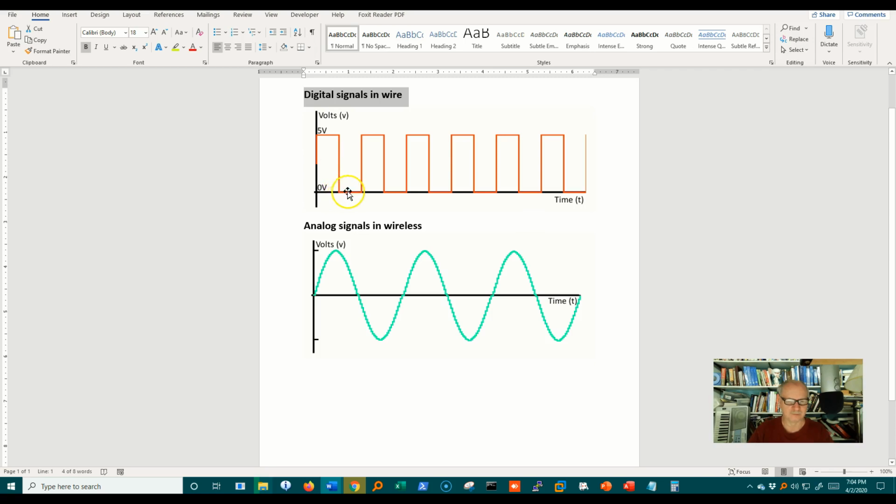And if I have 0 volts on the wire, it means a 0. And so I can have ones and zeros represented at different times. That works very well for digital information.